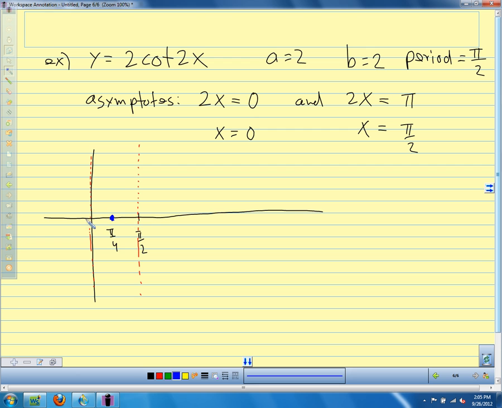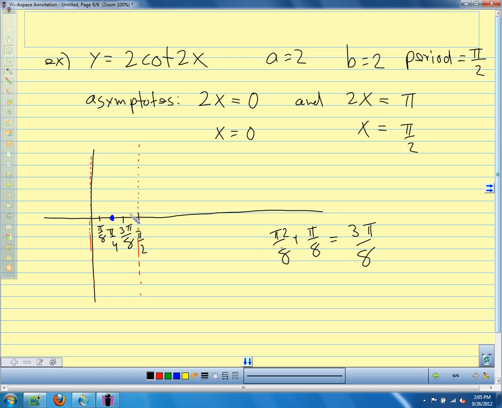What's halfway between 0 and pi over 4? So this would be pi over 8. We're going to plot a point at pi over 8. And what's halfway between pi over 4 and pi over 2? We know we've gone over by pi over 8 units, so I need to go pi over 4 plus pi over 8. So pi over 4 is 2 pi over 8. So this would be 3 pi over 8. So this point is going to be 3 pi over 8.